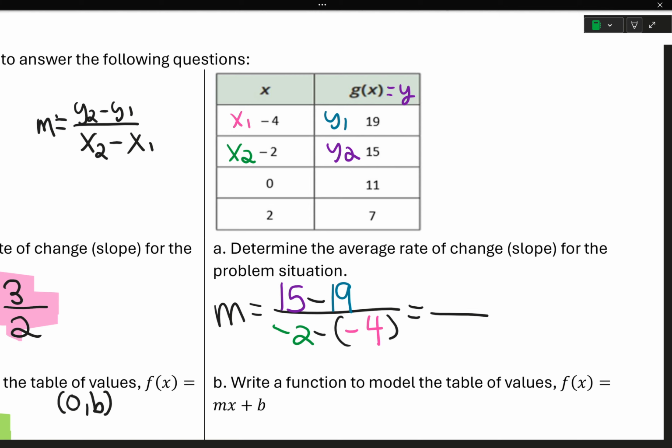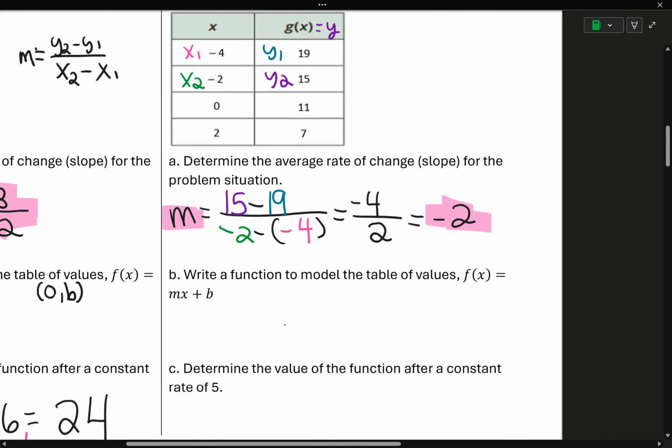On top, 15 minus 19 is negative 4. On the bottom, negative 2 minus negative 4 is positive 2. Can we reduce negative 4 over 2? If you put it into your calculator, you would get negative 2. So yes, we could.